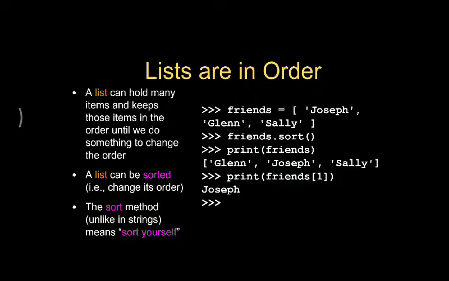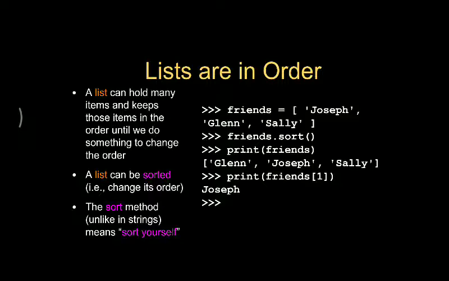Next, lists are in order. A list can hold many items and keeps those items in the order until we do something to change the order. A list can be sorted, that is, change its order. The sort method, unlike in strings, means sort yourself. So there is one example: friends equals Joseph, Glenn, Sally.